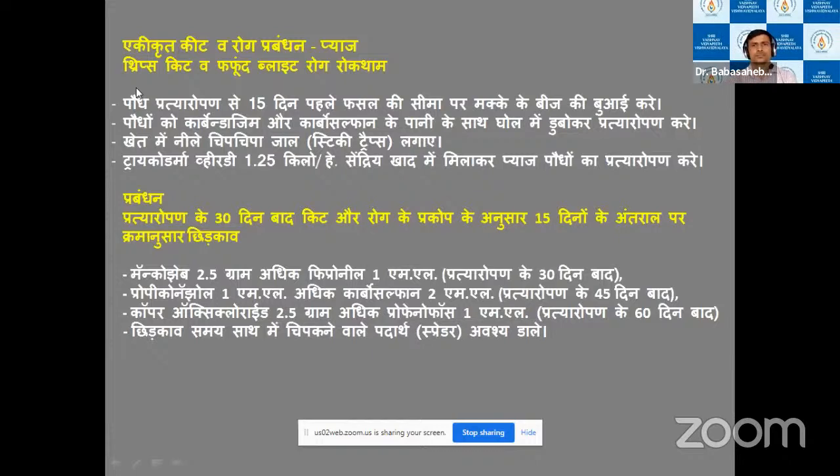Likewise, as in our earlier discussion, the sucking pests can be controlled in the cucurbits by covering the crop, known as crop cover. This crop cover is to be kept up to 21 to 25 days after sowing. That means up to the fruit formation.